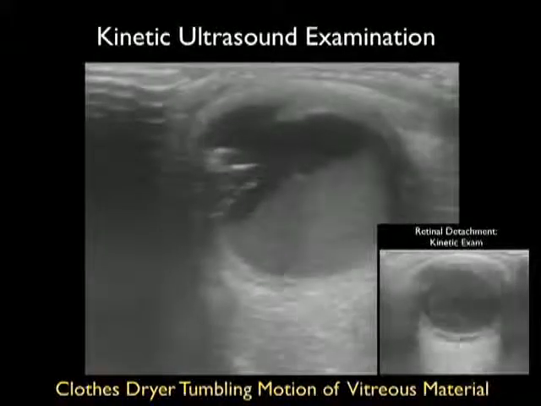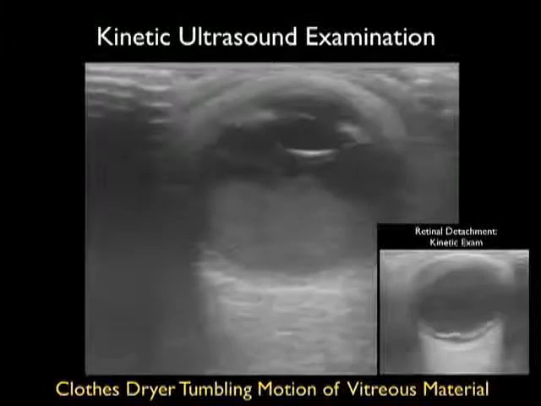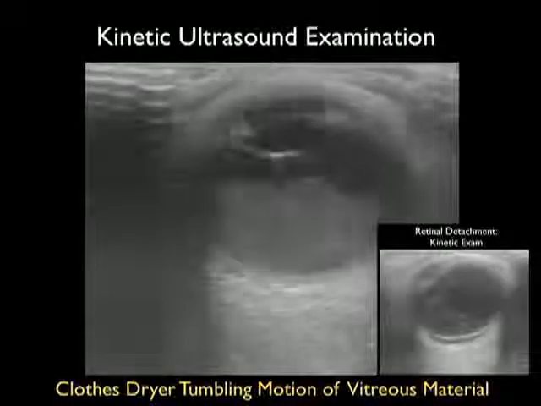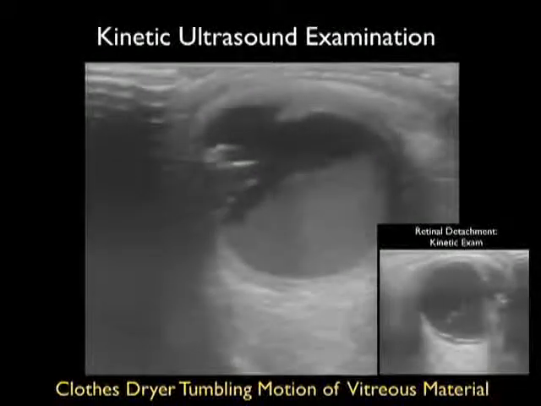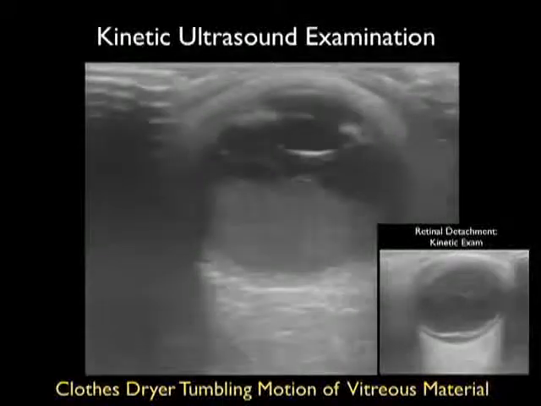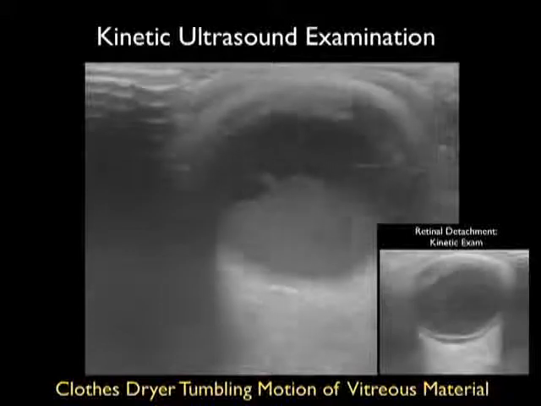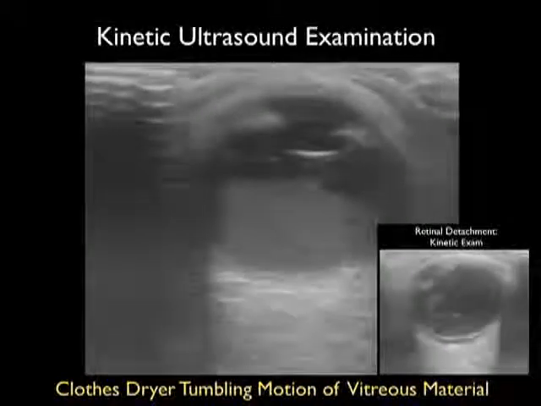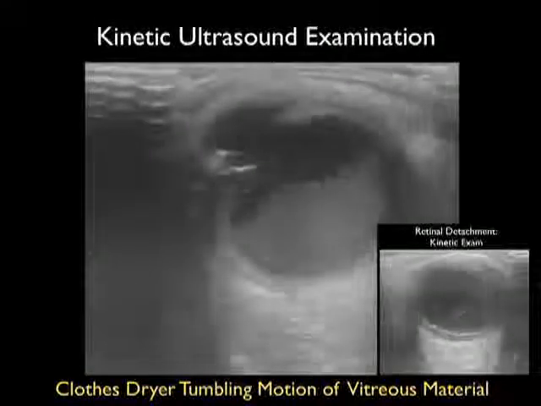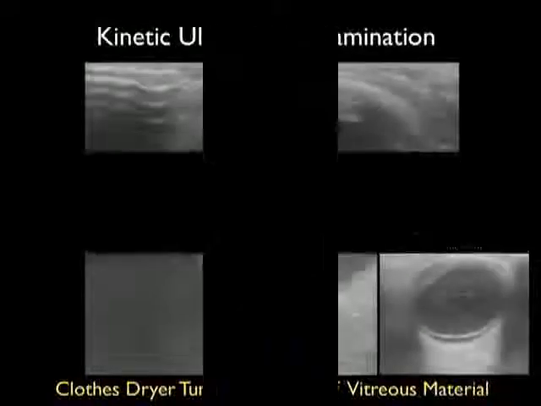Just to reinforce the difference on bedside ultrasound from a retinal detachment, in the small box I've put there the video clip of the retinal detachment. Notice there the tethered membrane appearance as the patient looks from side to side. Very different than the clothes dryer tumbling motion of the vitreous material as we see in the large clip in the middle of the image here.